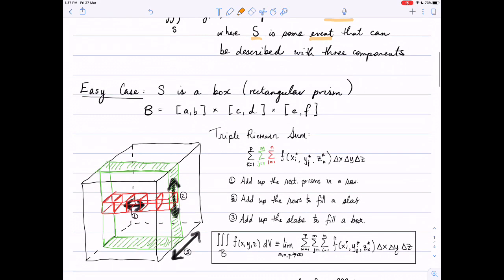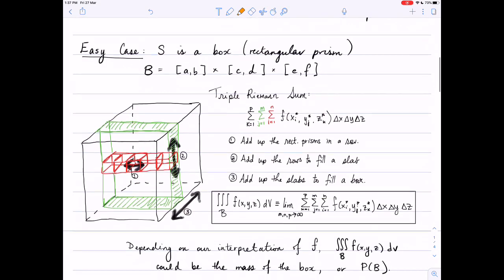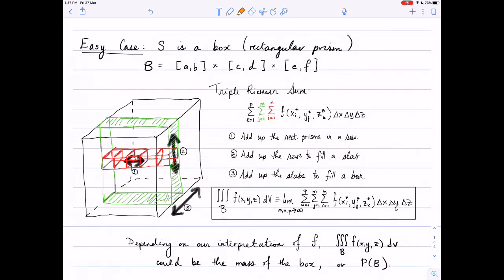So let's go ahead and look at how to evaluate these things. The easiest case is where S is a box or a rectangular prism. And just like a rectangle, a box can be expressed as a cross product of intervals. Now we're not crossing anything like vectors, but we're using the same symbol. Because we're talking about a box, we need an x interval, a y interval, and a z interval. So this box, AB cross CD cross EF, represents a box somewhat like what is drawn here, right?